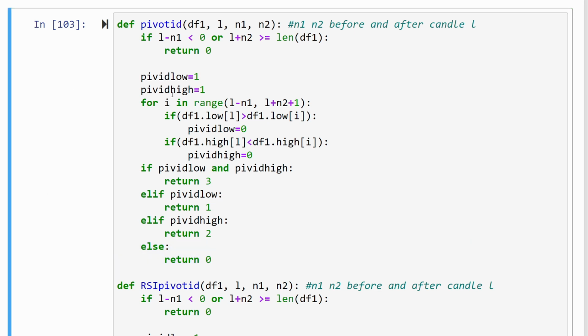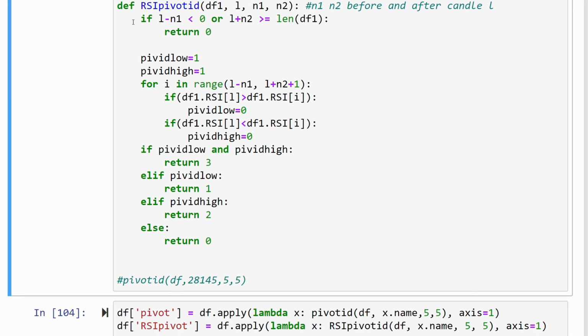In other words, this function takes a candle, takes a data frame, takes a range between N1 and N2, the number of neighbors before and after the candle L, and it would return a category for the candle L. Is it a pivot ID high? Is it a pivot ID low? Is it both or is it neither?